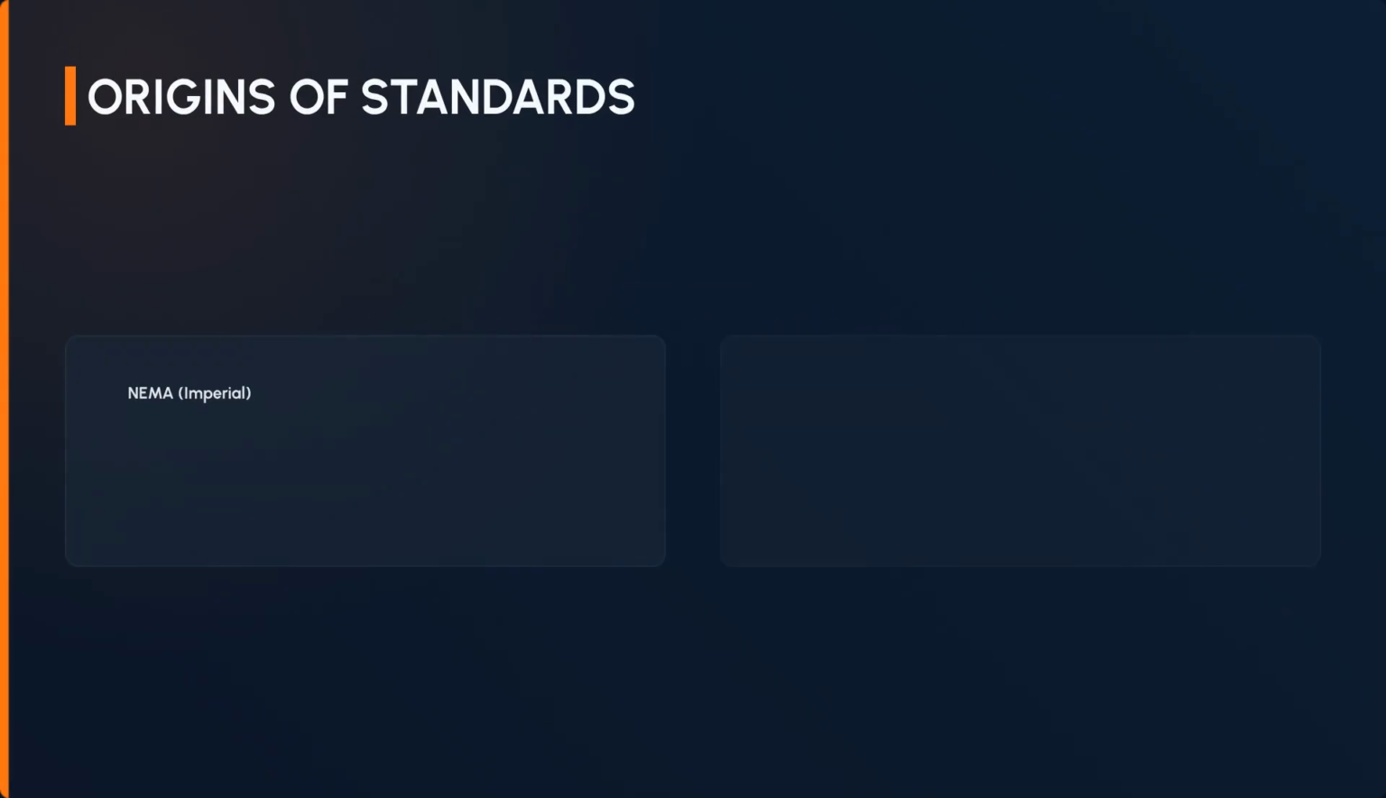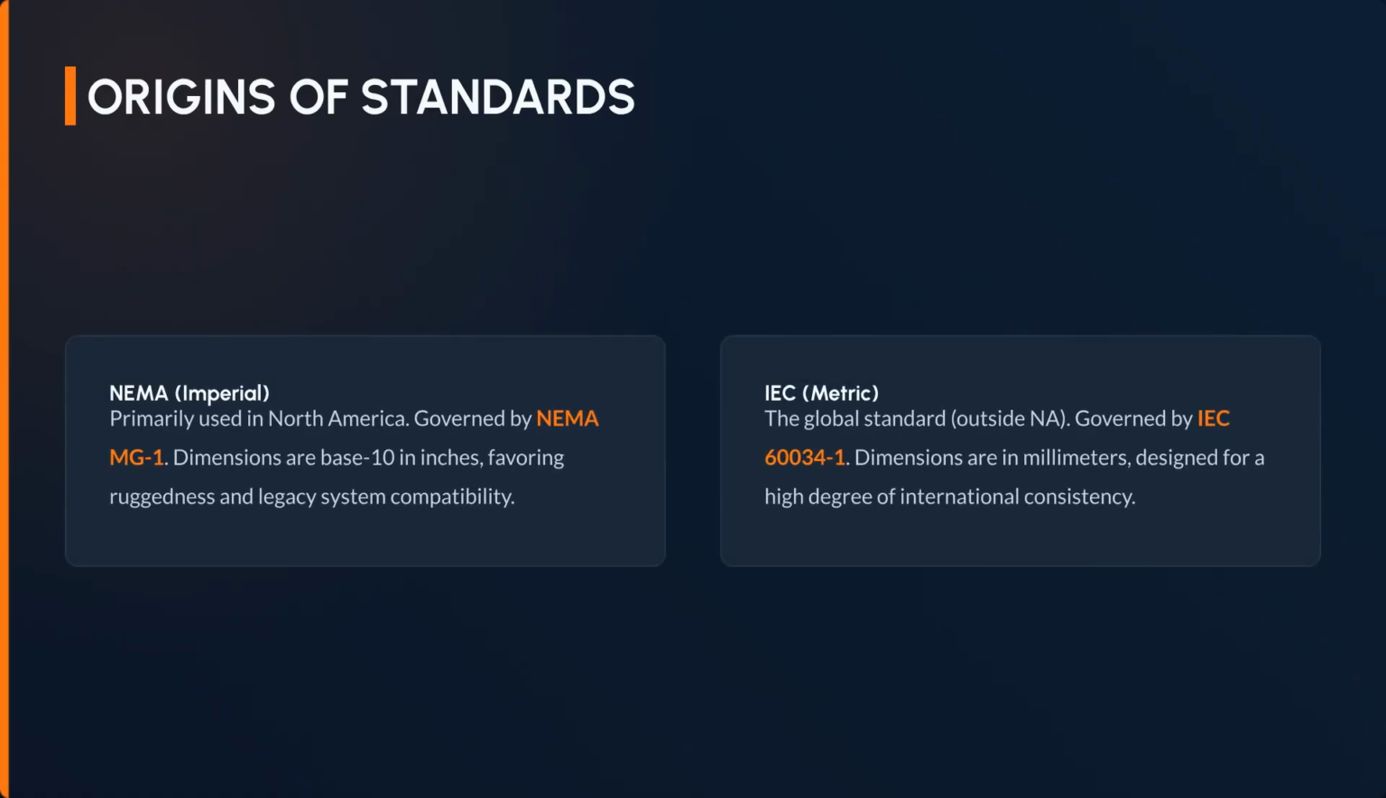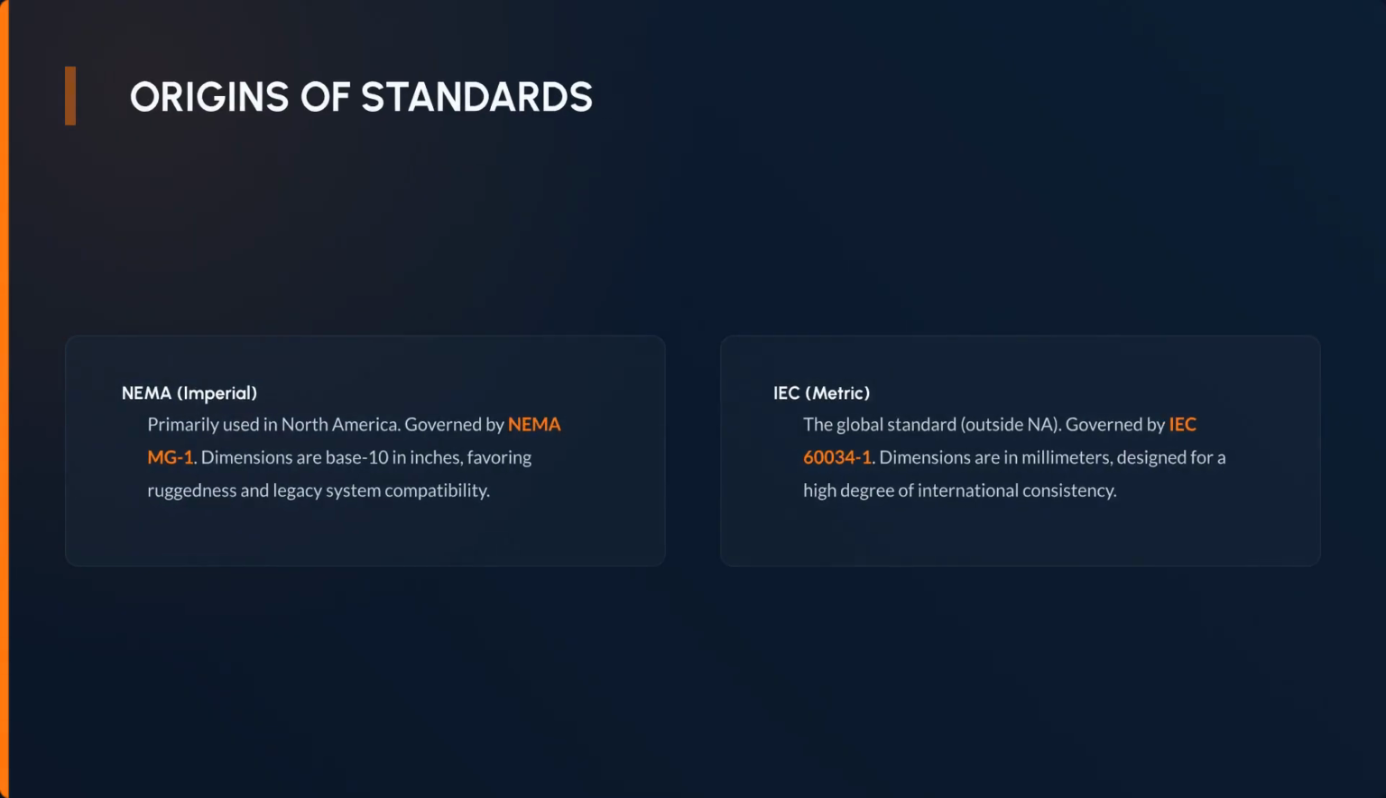The origins of standards differ. NEMA is Imperial, used primarily in North America, with dimensions in inches, favoring ruggedness. IEC is the global metric standard, used outside North America, with dimensions in millimeters for high international consistency.